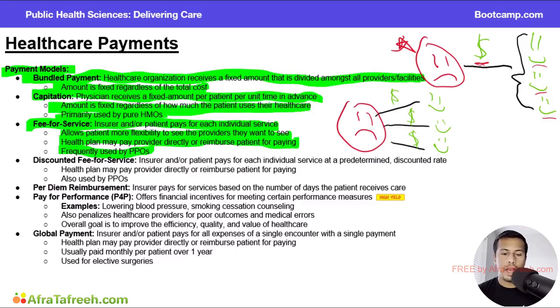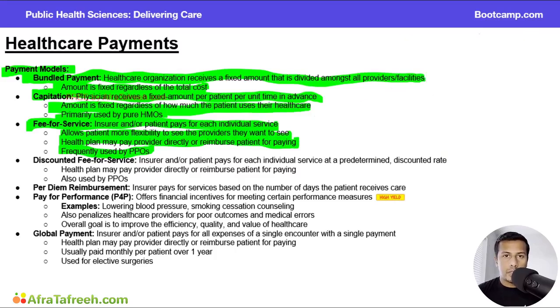In contrast to that, a fee for service, remember the insurer and or the patient is paying for each individual service. You, the sad patient, are now paying individually. You're paying the hospital individually. You're paying the surgeon individually. You're paying the anesthesiologist individually. That is the important difference to know between bundled payment and fee for service.